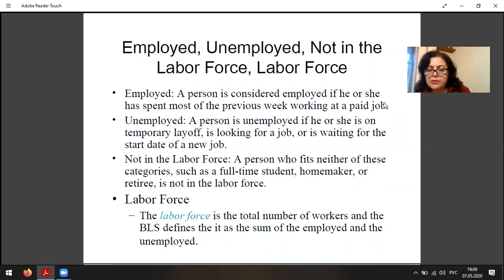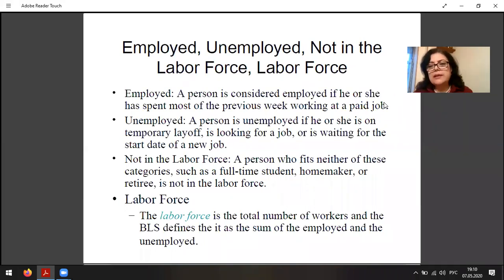A person who fits neither of these previous categories, employed and unemployed, such as, for example, a full-time student like you, because you are full-time students, so you are not in labor force. Then a homemaker or retiree is not in labor force, or a person who voluntarily refused to work. All of them are the different categories of the population that we consider not in labor force.